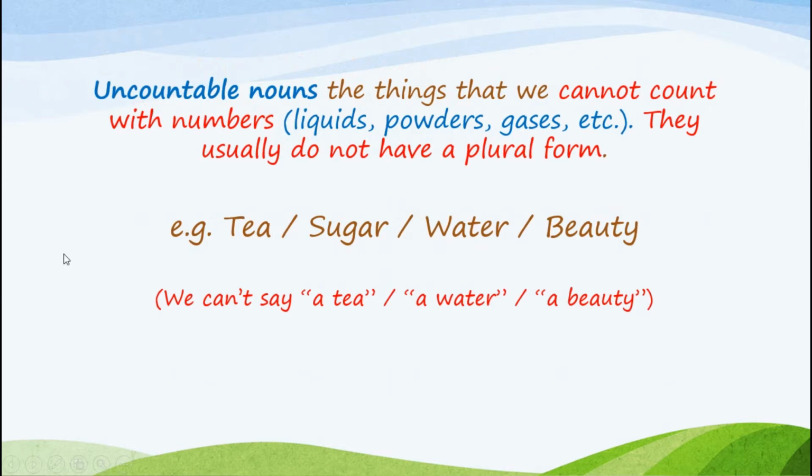Now, the uncountable nouns are the things that we cannot count with numbers, like liquids, powders, gases, etc. And they usually do not have a plural form, just singular form. For example, tea, sugar, water, and beauty are uncountable nouns because they just have a singular form. We can't say a tea, a water, or a beauty. That's incorrect.